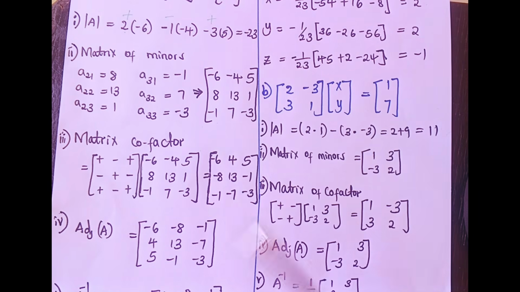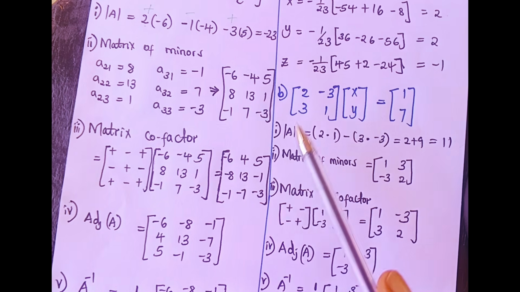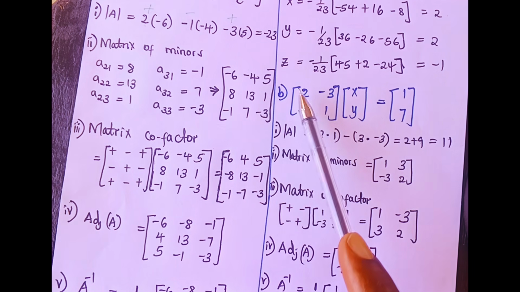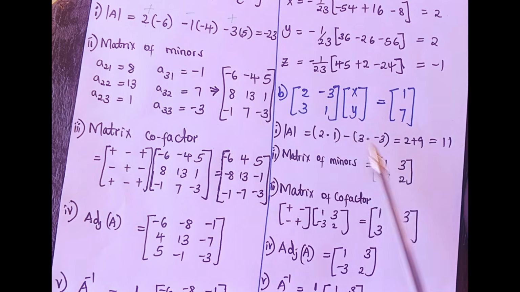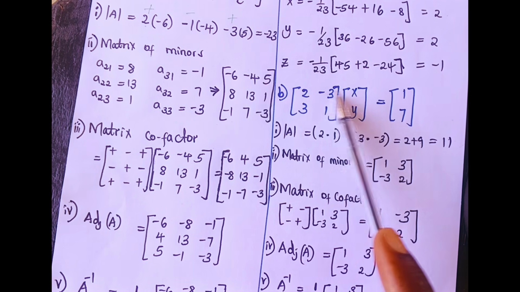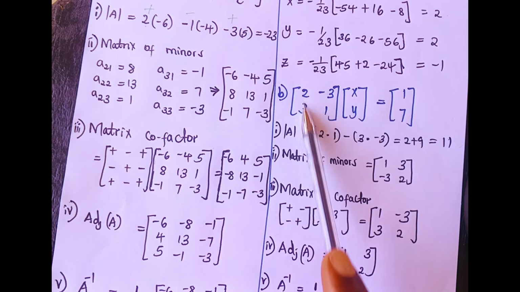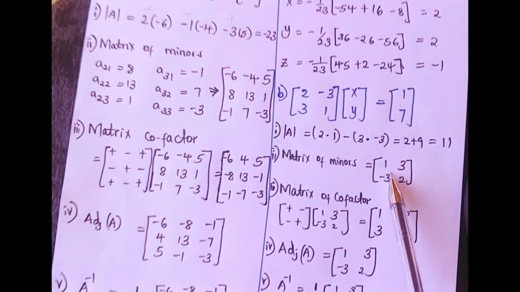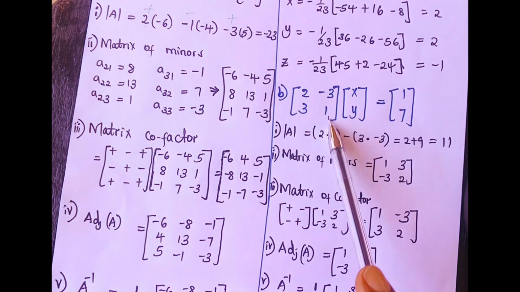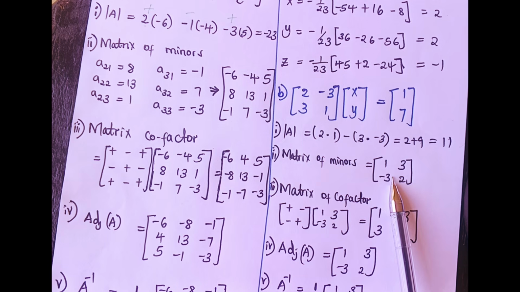After finding the determinant, we're going to find the matrix of minors. For the matrix of minors, we ignore the row and column. For 2, we ignore its row and column, which leaves 1. For negative 3, we ignore its row and column, which leaves 3. For 3, we ignore its row and column, which leaves negative 3. And for 1, we ignore its row and column, so it remains with 2. This is the matrix of minors.